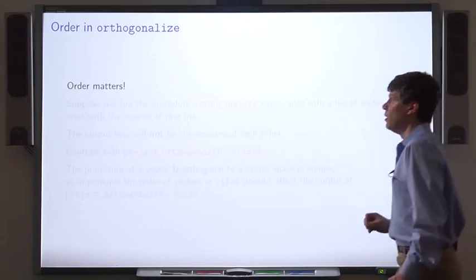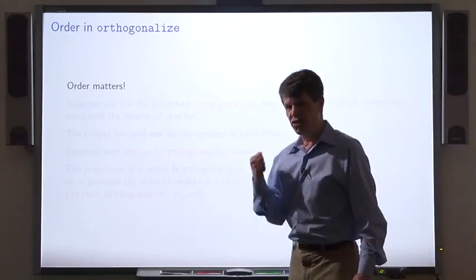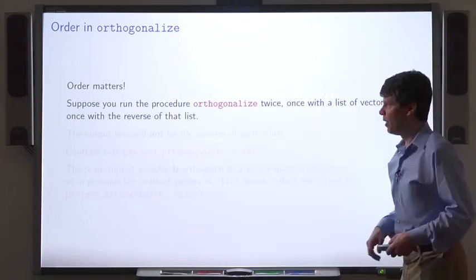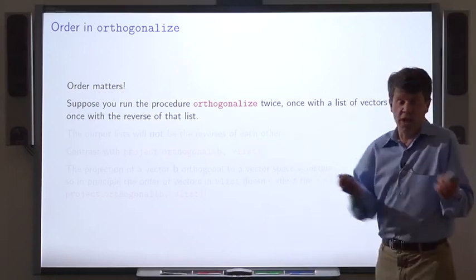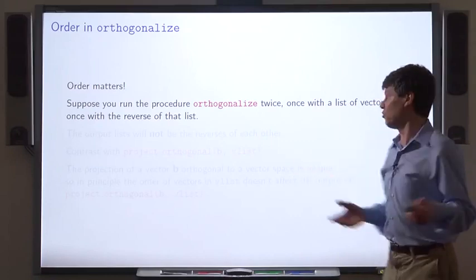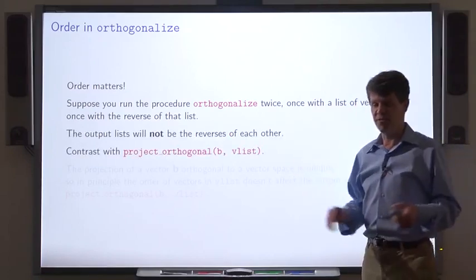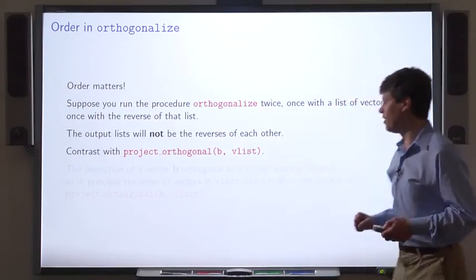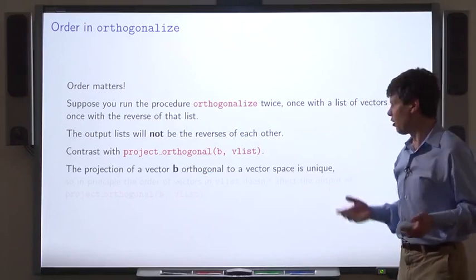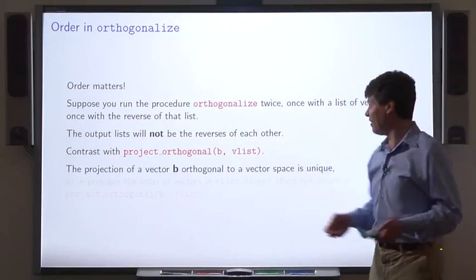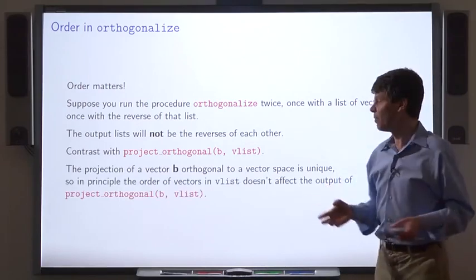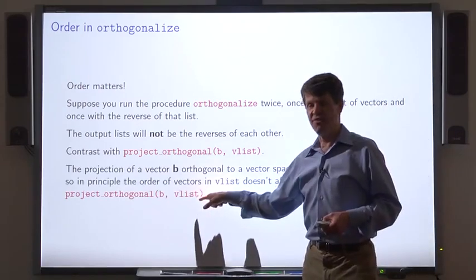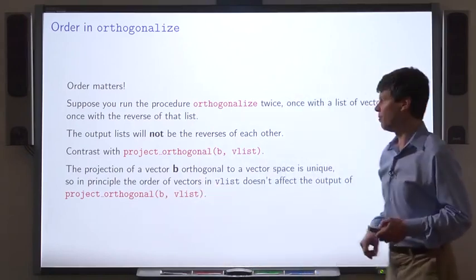Now notice that the order of the vectors in V list does matter. If you ran the procedure orthogonalize with different orders on V list, you'd get different answers. This is different from project orthogonal because the projection of a vector orthogonal to a vector space is unique. There's only one such projection. So at least in principle, the order of the vectors in V list shouldn't matter.